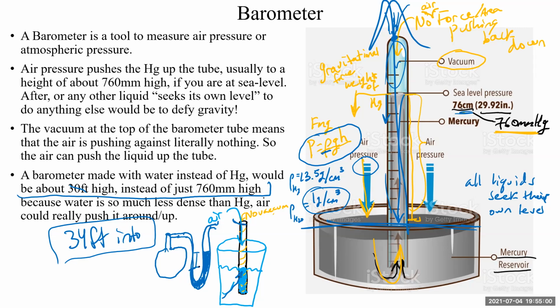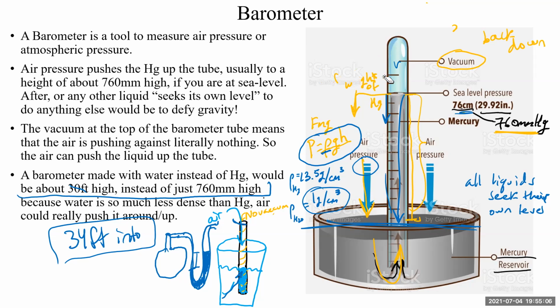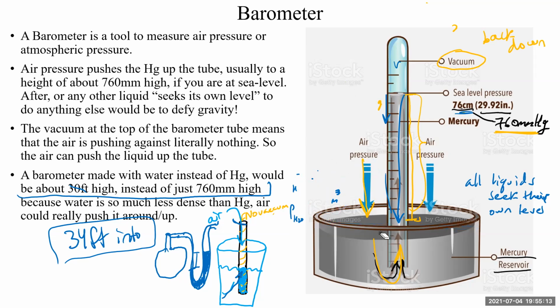Anyway, so that's the idea behind a barometer. It's basically air pushing against a vacuum and seeing how high a column of liquid, whether it's mercury or water or some other liquid, can get. So the air is literally pushing up against nothing. That's why it's able to go. Only gravity prevents it from going even higher.